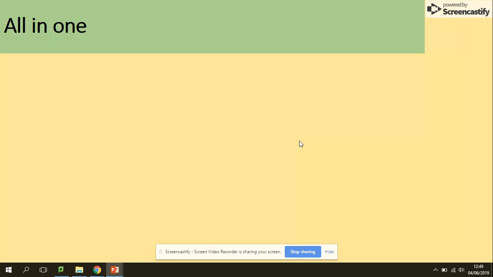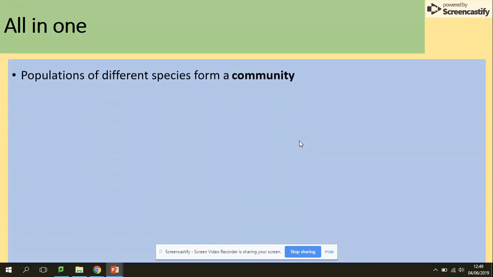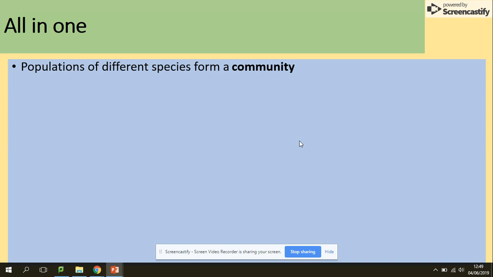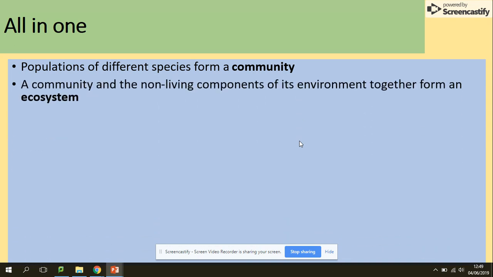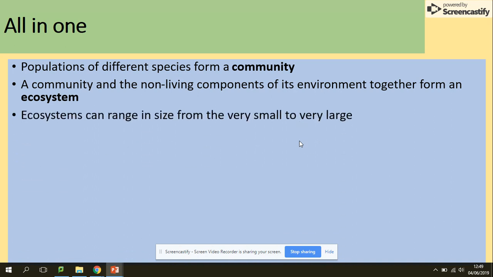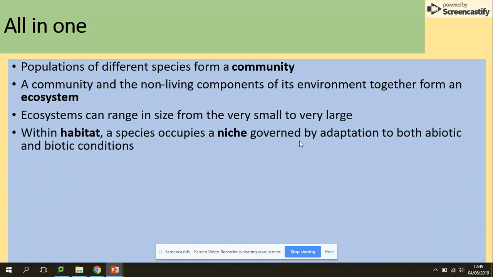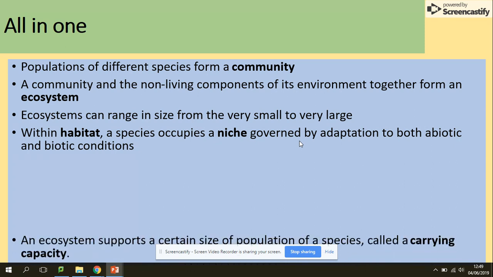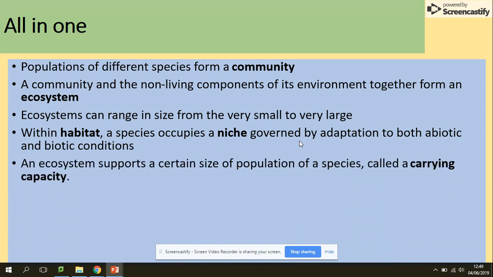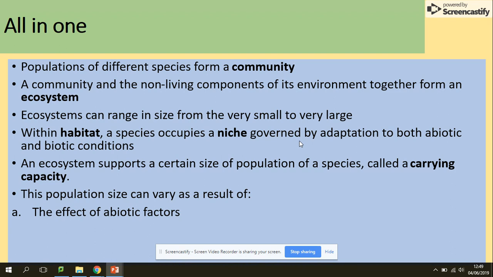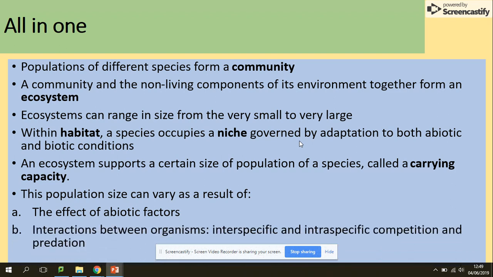And how can we combine all this terminology together? Populations of different species form a community and the non-living components of its environment together form an ecosystem. Ecosystems can range in size. Within a habitat, a species occupies a niche. An ecosystem supports a certain size of population called the carrying capacity. This population size can vary as the result of the effect of abiotic factors and interactions between the organisms.